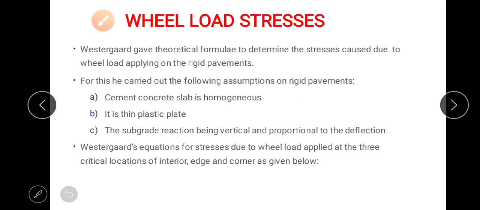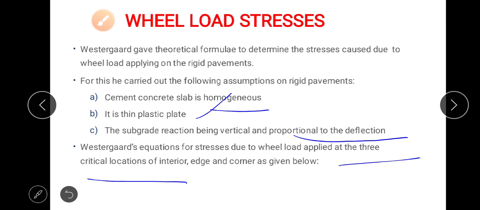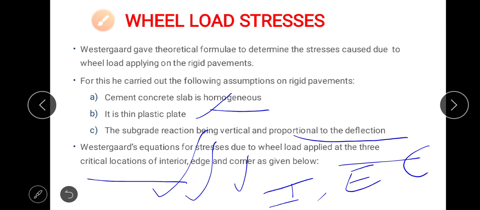Westergaard gave theoretical formulae to determine the stresses caused due to wheel load applied on rigid pavements. For this, he made the following assumptions on rigid pavements. The cement concrete slab is homogeneous. This is the first assumption. It is a thin plastic plate. The subgrade reaction is vertical and proportional to the deflection. Westergaard's equations are for stresses due to wheel load applied at the three critical locations, that is interior, edge and corner.